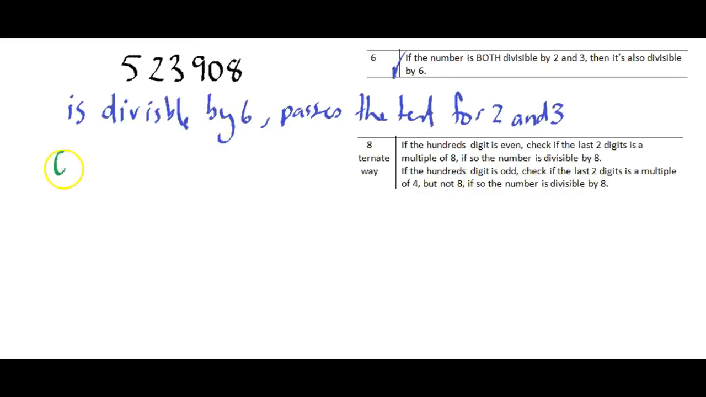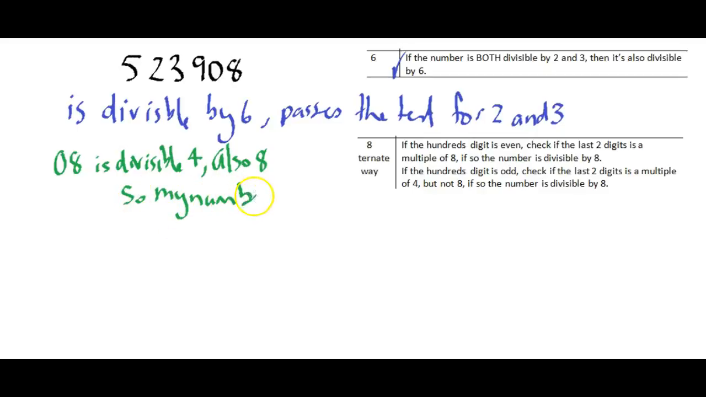Now my last 2 digits are 0, 8. Now, it is divisible by 4, but also 8. So my number is not divisible by 8, because when the hundreds digit is odd, the last two digits have to be divisible by 4 but not 8. So that excludes my number.